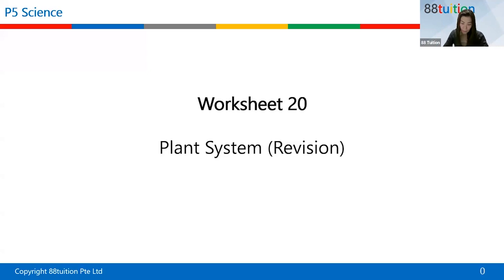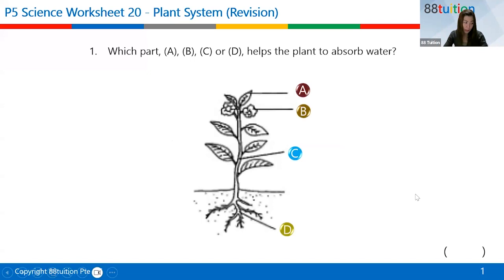All right. So let's look at the first question. Which part A, B, C, D helps the plant to absorb water? I think this is like a P3 question. Do you all agree that this is like a P3 question? It's a very simple question. Good, Evan. Evan also told me different parts of the plant and the function. Like he said, the stem actually holds the plant upright. It helps in the transportation of food and water to the rest of the plant. Very good. So this one, quite easy. Answer is definitely D.